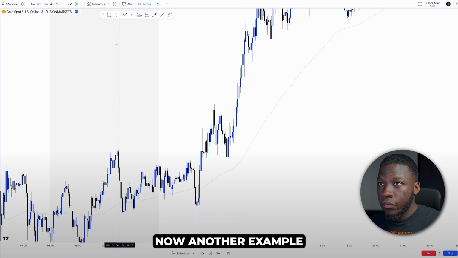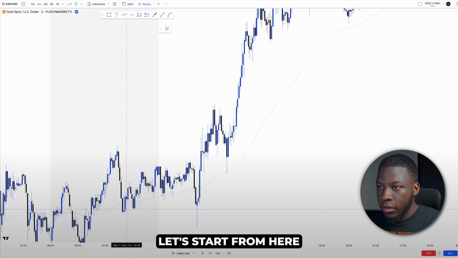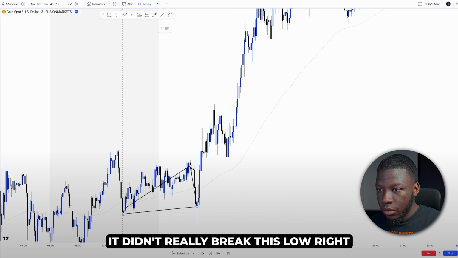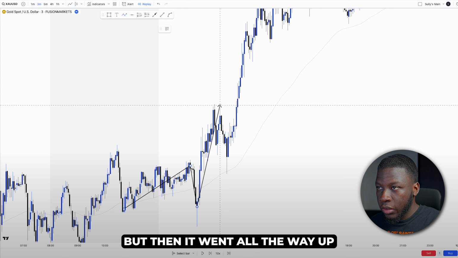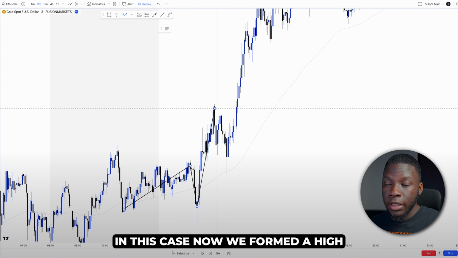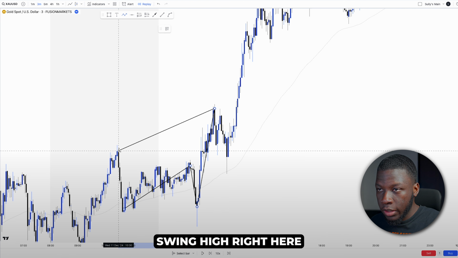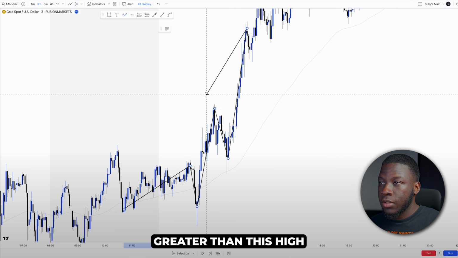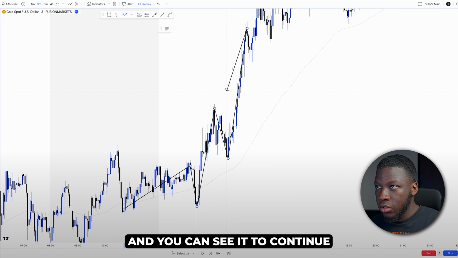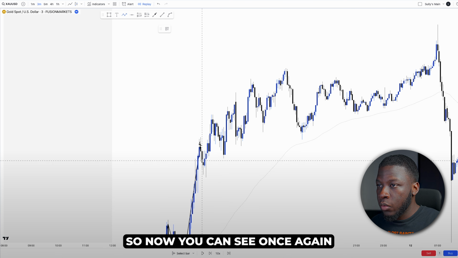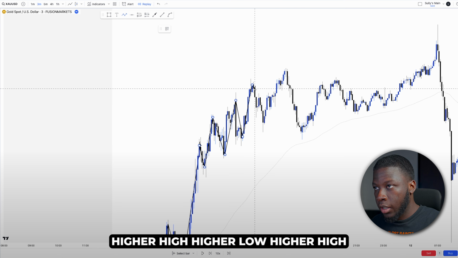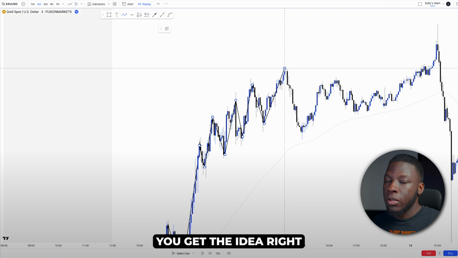Now, another example we can see in this case, let's start from here. So price did all of this, went low. It didn't really break this low, right? It hasn't broken this low, but then it went all the way up. In this case, now we formed a high. This high is greater than this swing high right here. And then price goes down, forms a low, but then the high is greater than this high. And you can see it continue to do the same thing. So now you can see once again, small low, higher high, higher low, higher high, higher low, higher high, higher low, higher high. You get the idea, right?